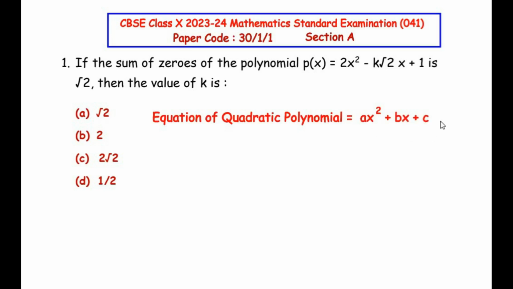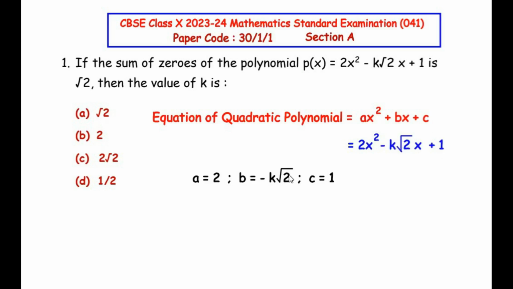Now let us compare this general equation with the equation they have given in the question. If we compare these two equations, we can easily say that the value of a, that is the coefficient of x square, is 2 in this given expression. And the value of b is negative k root 2, that is the coefficient of x, and c is a constant which is 1. So the value of a is 2, b is negative k root 2, and c is 1.